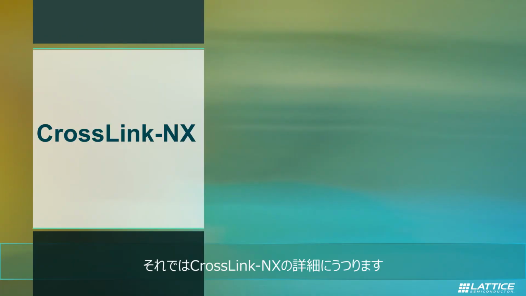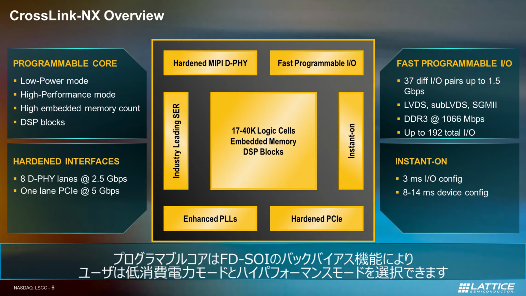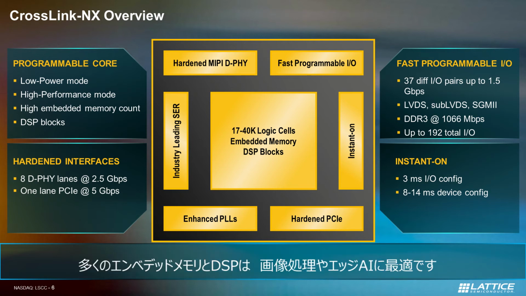Now, let's take a closer look at CrossLink-NX. From the programmable core, FD-SOI's back-body biasing feature can change the transistor's threshold voltage, allowing the developer to pick low power and high performance modes that suit their application. High embedded memory count and DSP blocks are needed for edge AI inferencing.